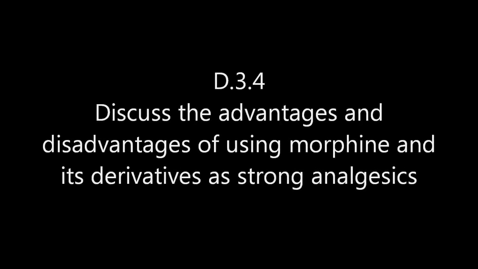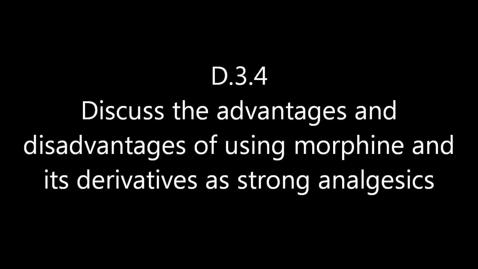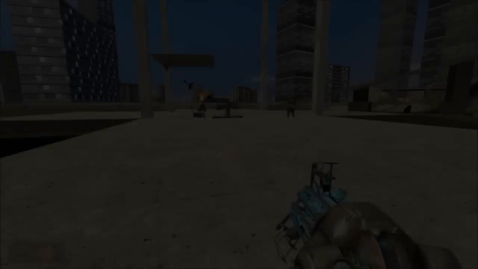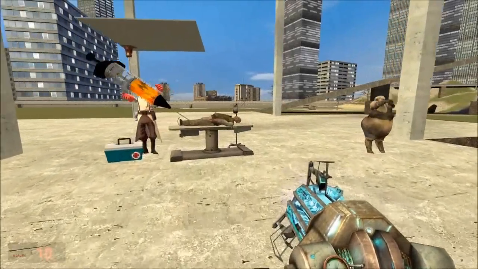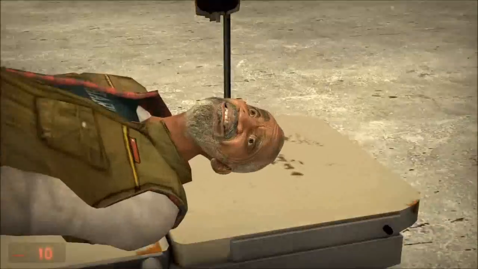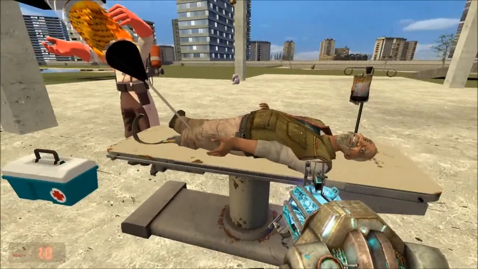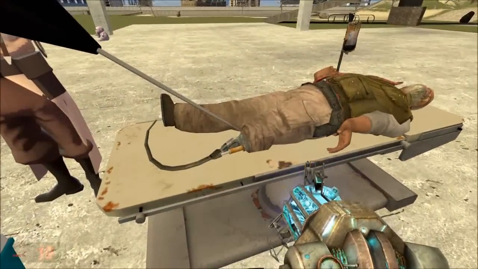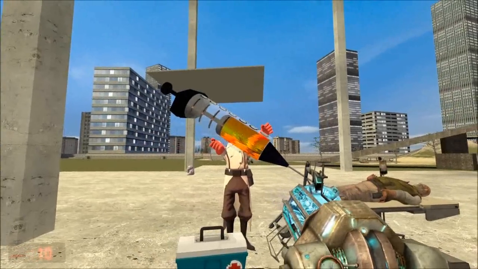Discuss the advantages and disadvantages of using morphine and its derivatives. Well, the IB wants you to know the short and the long-term effects. So we'll start with the short-term effects first of all. Now, this guy's being given morphine for pain relief and he's undergoing euphoria, super happiness if you will. So morphine in the short term can give you euphoria.